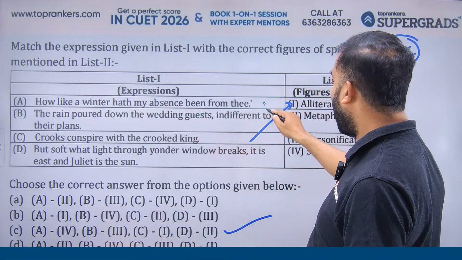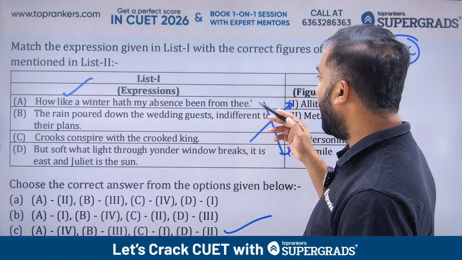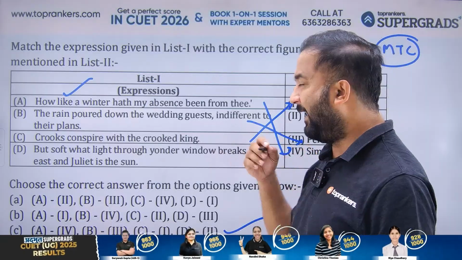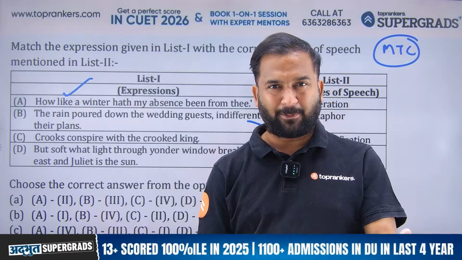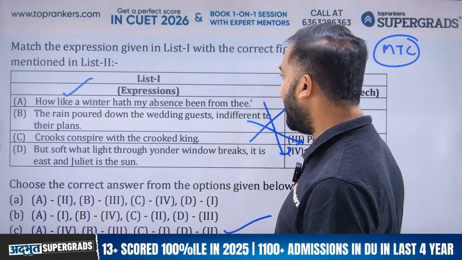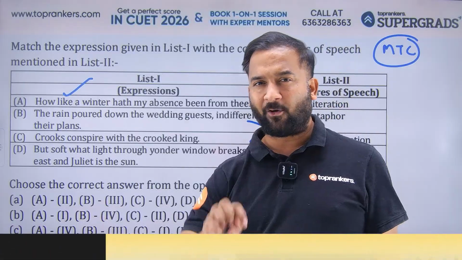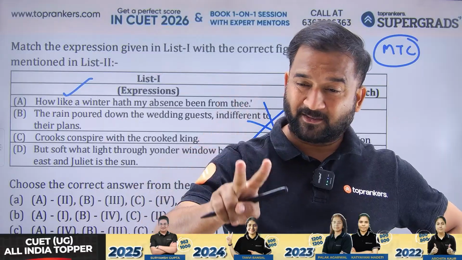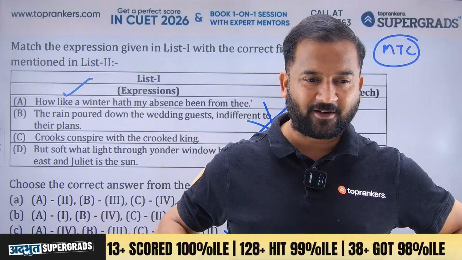How like a winter had my absence been thee? So this is again like लिखा हुआ है, so this is simile. B3, the rain poured down the wedding guest indifferent to their plans. So rain को pouring down and rain disturbing someone's plan, this is personification. And but soft what light, so again this is metaphor. कुछ नहीं करना था. Out of the 4 that you had, अगर आप एक भी पता था आपको, आप एक भी आंसर कर पाते, that would have worked in your favor, students. So that was your question.